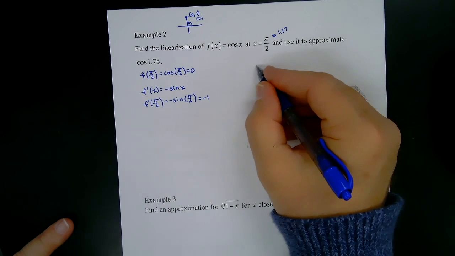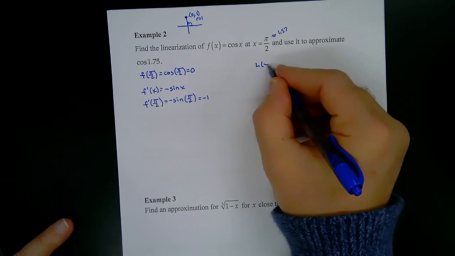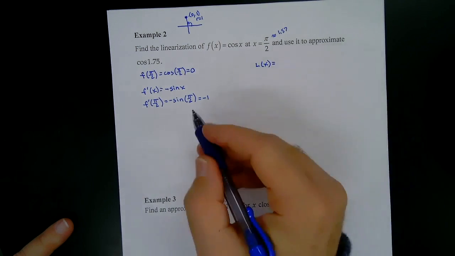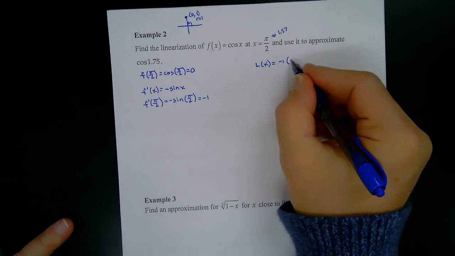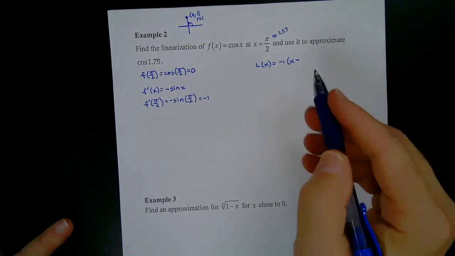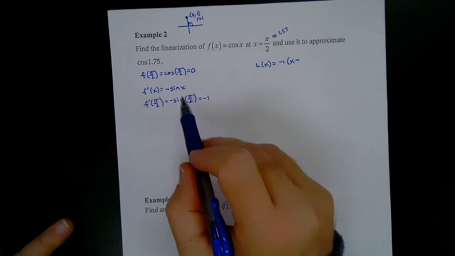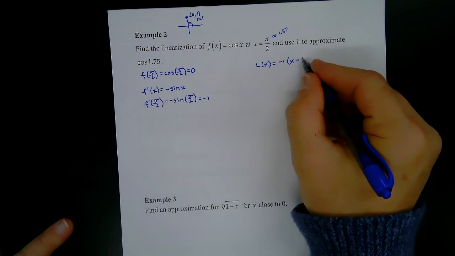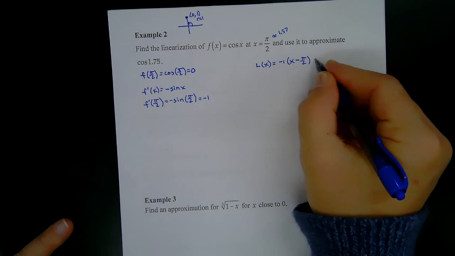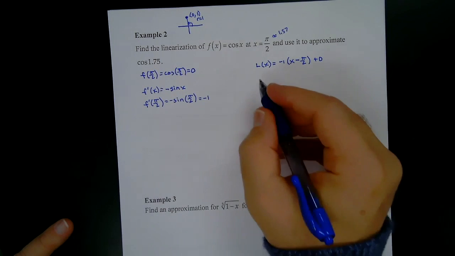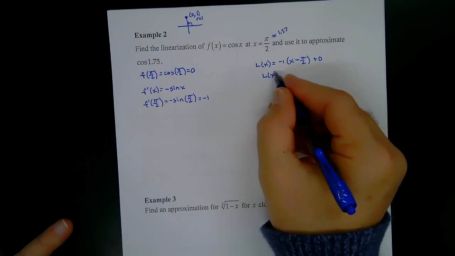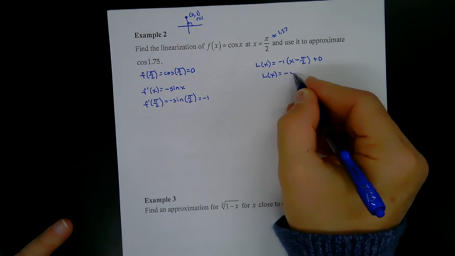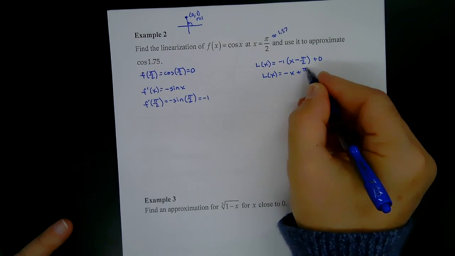All right, so my linear approximation is L of x is equal to my slope, which is negative 1, times x minus my x coordinate of my point of tangency, which is pi over 2, and then plus 0. Okay, so simplifying this, L of x becomes negative x plus pi over 2.